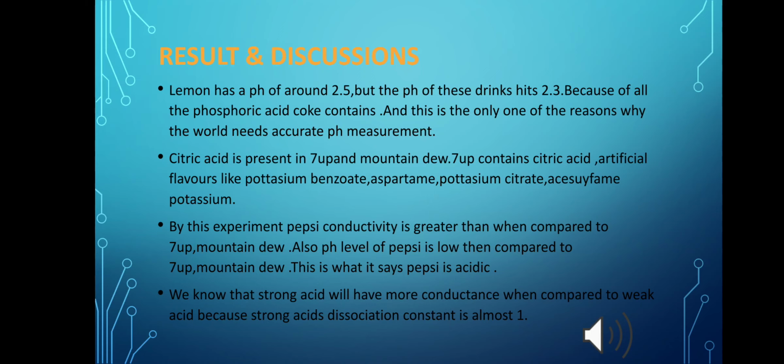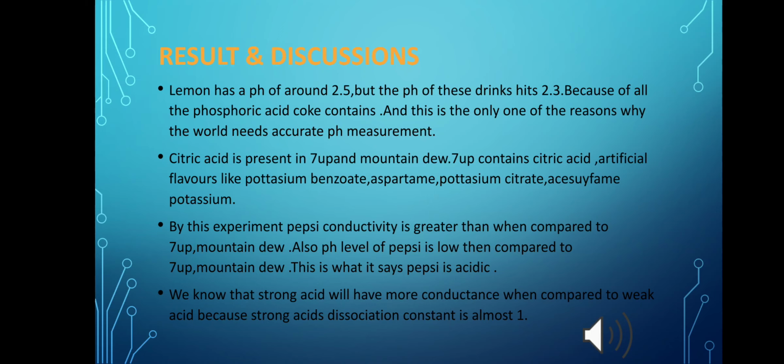Results and discussions. By completing this experiment, we observe that the conductance of Pepsi is greater than that of 7-Up and Mountain Dew, due to two reasons. Pepsi contains a strong acid, phosphoric acid. But in the case of 7-Up and Mountain Dew, the weak citric acid is present. We know that strong acids have a larger dissociation constant. Substances with a larger dissociation constant exhibit more conductance by dissociating into ions.